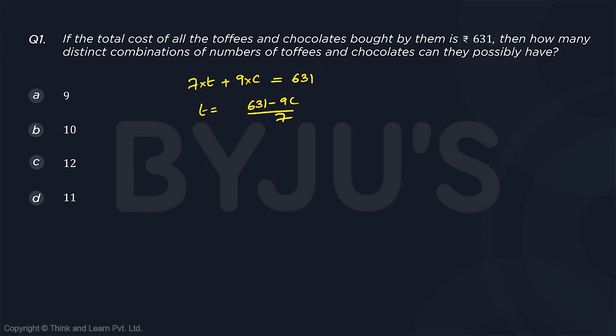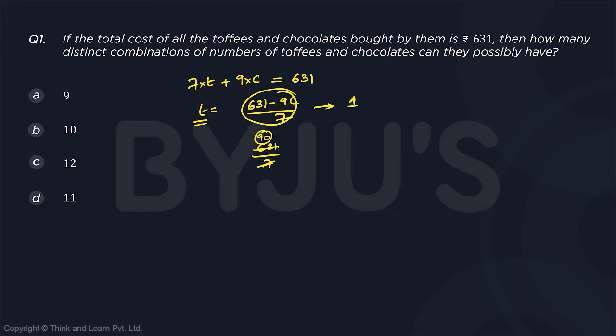Obviously you can randomly put values of T and C and see what you can get. You will get one value and from there you can form a chain. But otherwise the best way to do this is divide 631 by 7. If you divide 631 by 7, this is 90, so the remainder is 1, right? But you want this T to be an integer. If T has to be an integer, then this should be perfectly divisible.